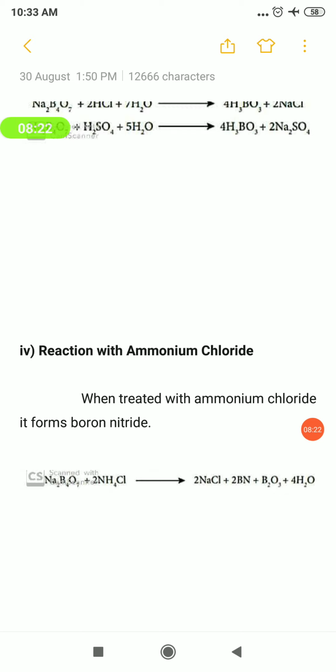Okay? So with this the chemical properties are over. There are 4 chemical properties we have seen.